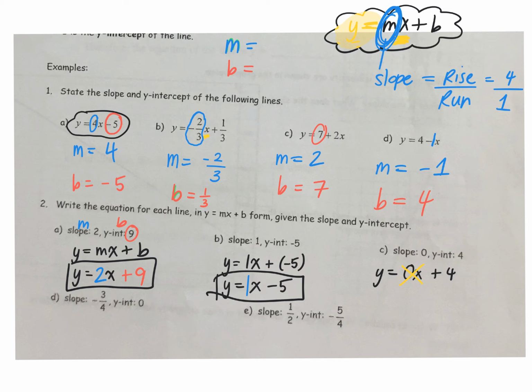There's no x. 0 times x is 0. When you multiply something by 0, the answer is 0. So this is the equation. Y equals 4. That's it. Y equals 4.